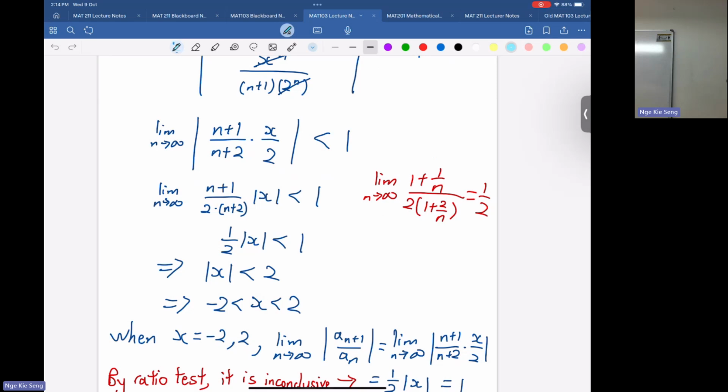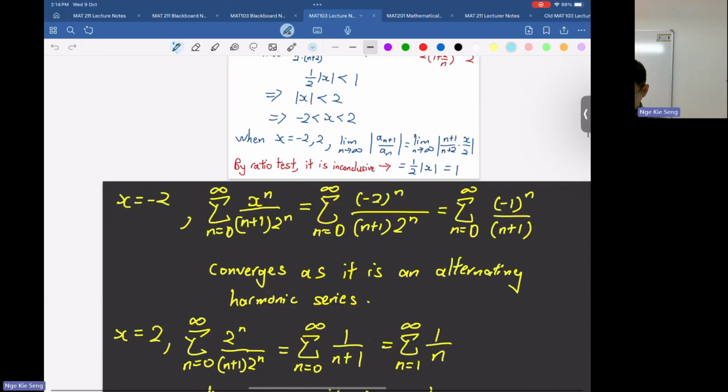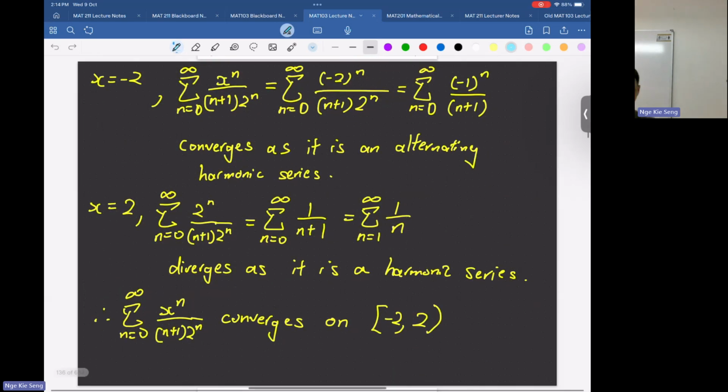Okay, it could happen. Does it make sense? Okay. You do not believe? So look at this case here. If you check the 2 endpoints here, you observe that only one endpoint converges. The other endpoint diverges as a harmonic series. So you will write that this series converges on this half open interval here.